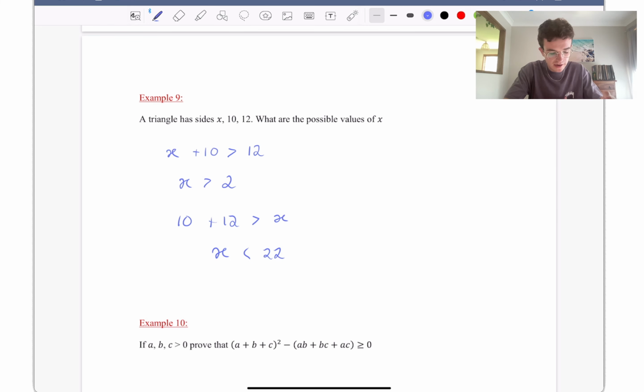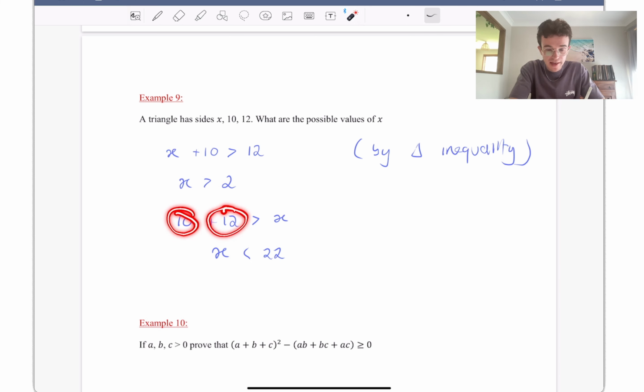So if x is the longest side, there is a rule, the triangle inequality, that states that the sum of the two smaller sides is greater than the longest side. You might be thinking, why are there no absolute values? The absolute value is just about taking the magnitude, and we already are given the magnitudes here. Again, the triangle inequality states that the smaller sides have to add to give something bigger than the larger side. So if x is greater than 2 and less than 22, therefore x has to be between 2 and 22.